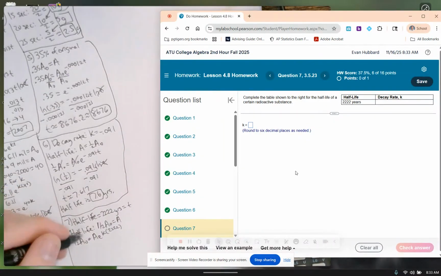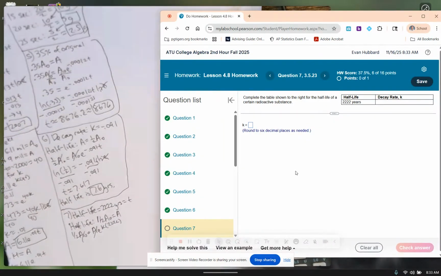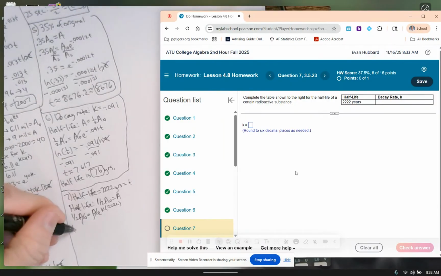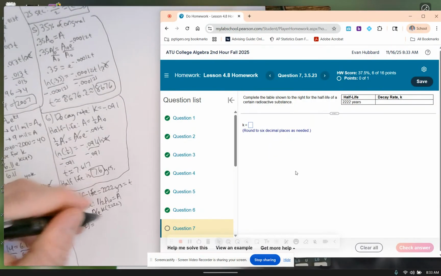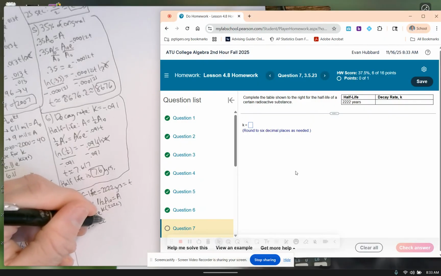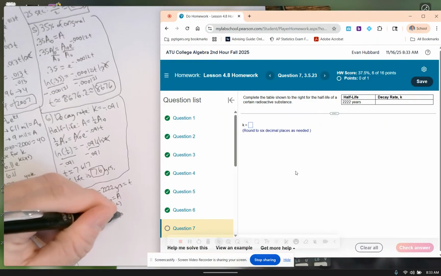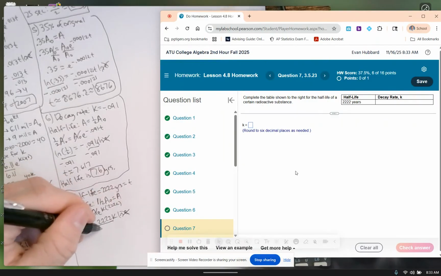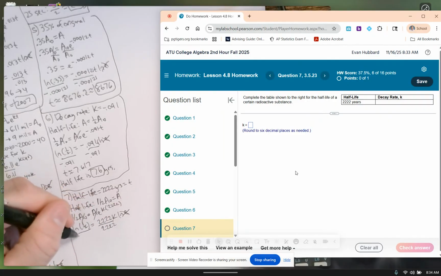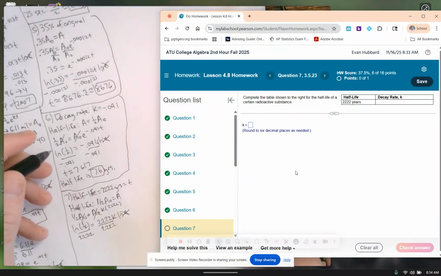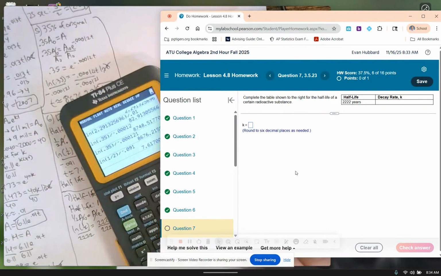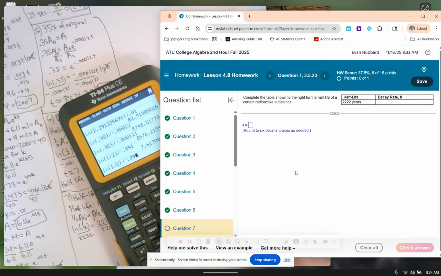Okay, and so that cancels. So I'm going to do the ln of both sides. So ln of 1/2 is equal to 2,222 K ln E. That cancels. So divide by 2,222. So ln 1/2 divided by 2,222.